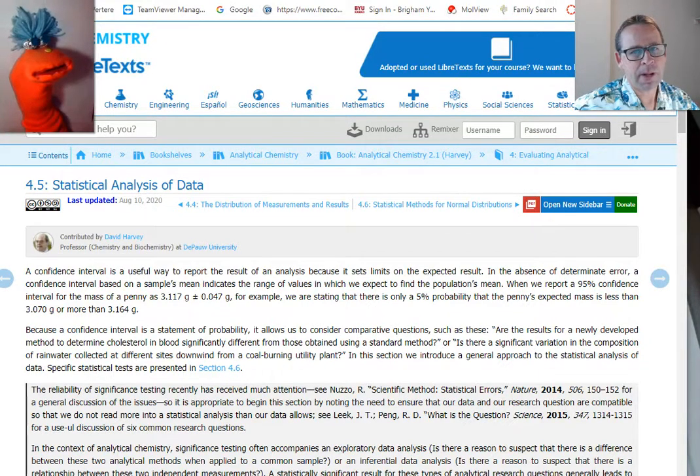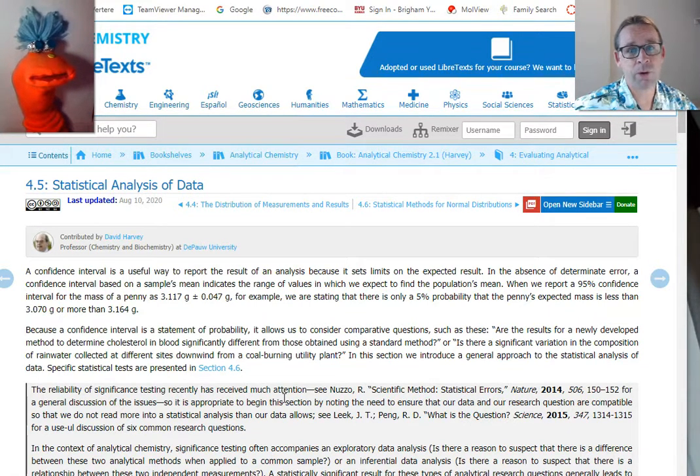Now we're going to talk about how we can statistically analyze data to find out if there are differences. Sometimes we're wondering if there are differences. Sometimes we're wondering if there are not differences. Can you think of those types of scenarios where we're wondering if there are differences?